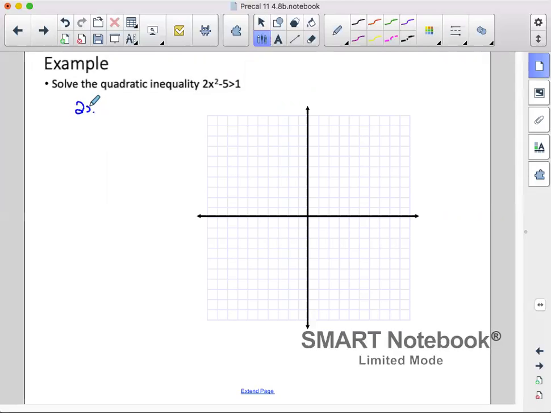So we have 2x squared, and we'd subtract 1 from both sides. Minus 6 is greater than 0. So I can see I have a vertex. This is in vertex form. I see I have a vertex at (0, -6).